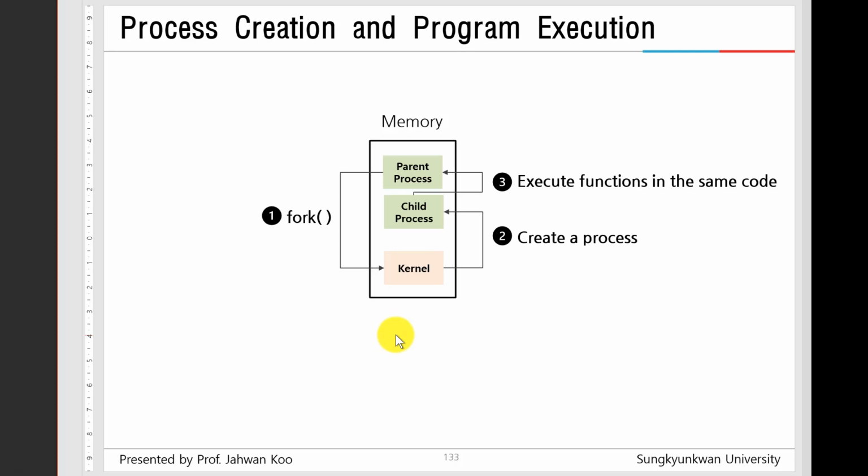A process can create a new process using the fork system call. As you can see in the picture, the parent process called the fork system call, and the kernel created a child process by making a copy of the parent process. The child process inherits most of the parent's data, stack, and heap segments. The program code can be shared by the two processes. The child process goes on to execute a different set of functions in the same code as the parent.